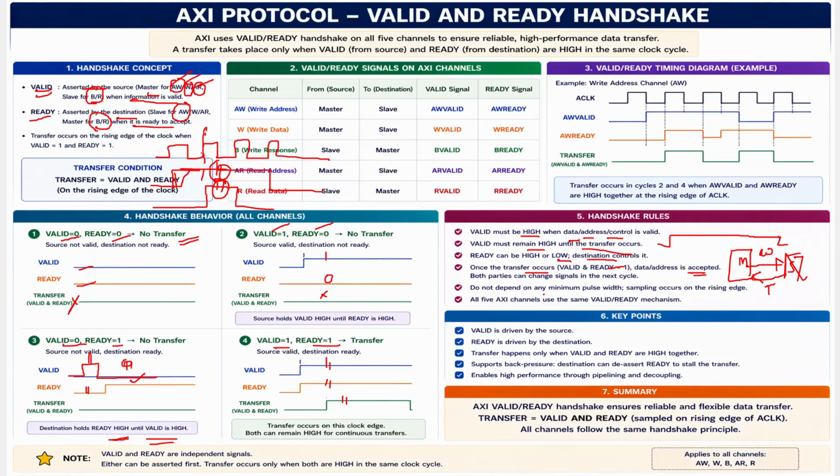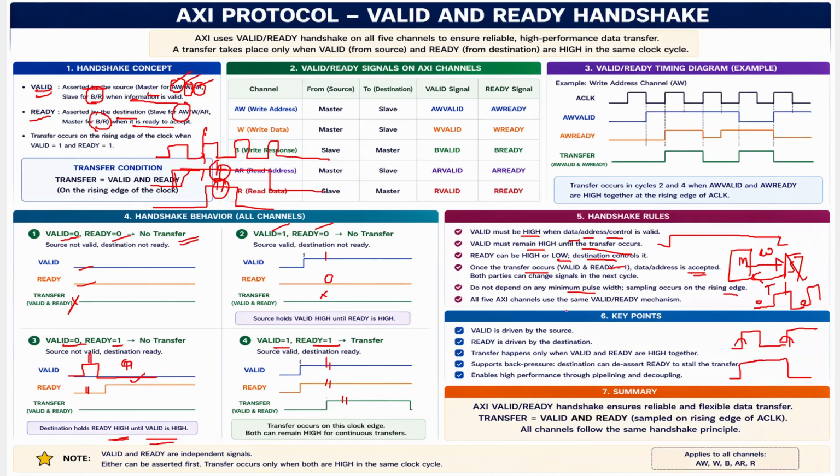We do not depend on any minimum pulse width; sampling occurs on the rising edge. We are not depending upon the pulse width, this is 0 and this is 1. At every edge of the clock we are accessing the transaction. Again, at the next edge of the clock the transaction takes place. The transactions or transfers will take place at every rising edge of the clock.